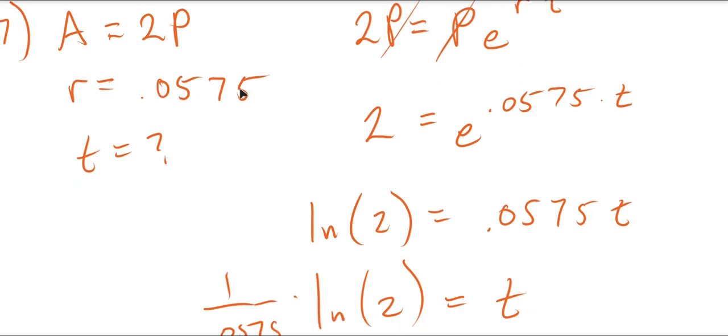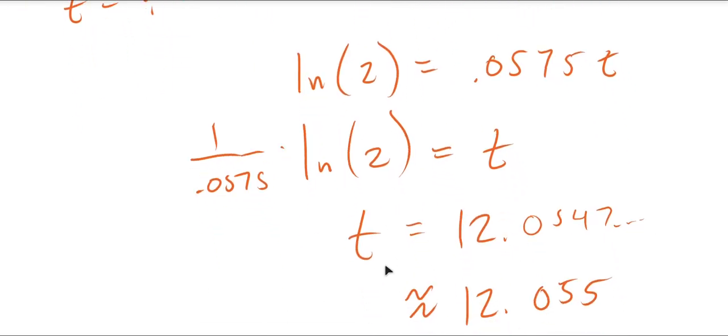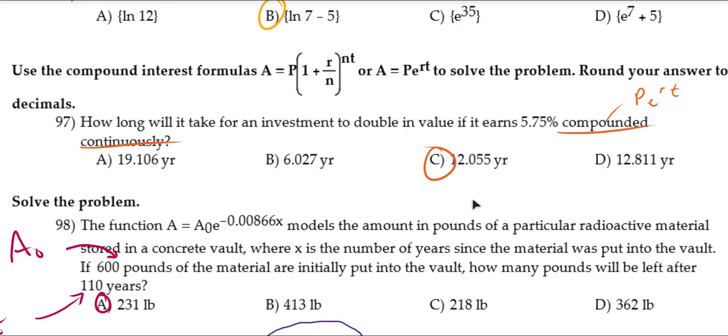Now, r has to be rewritten as a decimal, and what we're asked here is what is the value of t? What is the value of time for which we will have twice as much in the account as we started with? So to find that, we need to take the ln of both sides. Taking the ln of 2 here, we get 0.0575 t on the other side, and solving for t just means dividing that coefficient to the other side. We could plug this into the calculator to get an approximate value, and round it to whatever decimal places we like. Here's the answer out to 3 decimal places.